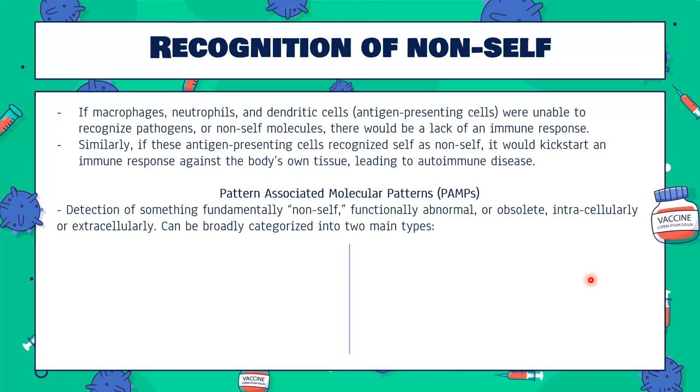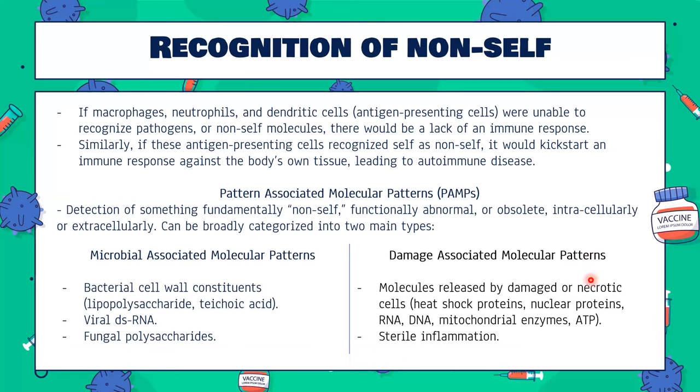Whether that is intracellularly or extracellularly, we have two main types of PAMPs: microbial-associated molecular patterns, or MAMPs, and damage-associated molecular patterns, or DAMPs. Now, from the name, microbial-associated is typically going to be associated with bacterial cell wall constituents like LPS, teichoic acid, and I'm sure you guys love micro so much, so you know exactly what I'm talking about. But lipopolysaccharide is what makes gram-negative bacteria gram-negative. It is what causes it to take up that color. Teichoic acid is basically the equivalent of this LPS in a gram-positive bacteria. Viral double-stranded RNA and fungal polysaccharides are also all recognized as MAMPs, and they aggravate the immune system.